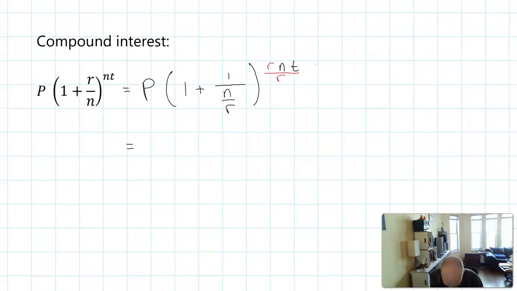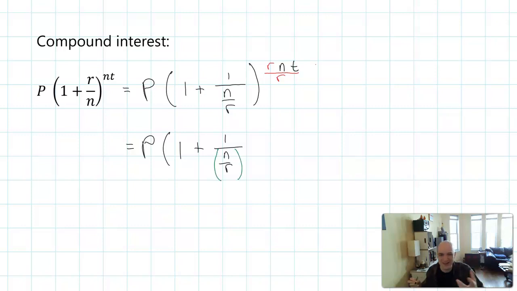Now, there's kind of a tricky step. So the p stays the same, the 1 stays the same, and I have 1 plus 1 over n over r. I'm going to put that in a set of parentheses and treat it as its own little box for a second. And then I can rearrange this to n over r times rt.